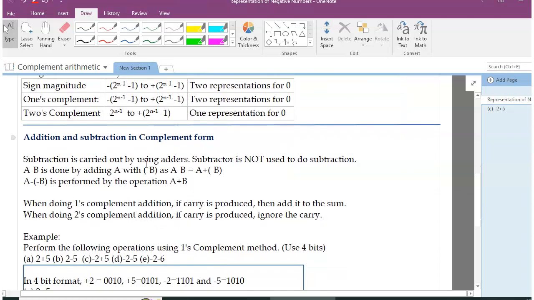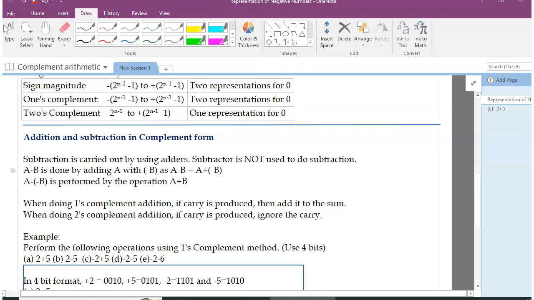Right. Now let's see the addition and subtraction in complement form. Subtraction is carried out by using adders alone. A subtractor is not used to do subtraction if the binary numbers are represented in complement form. So remember, a subtractor is not used. Then how to perform subtraction? Subtraction is performed by using adders. Subtraction is performed by using addition.